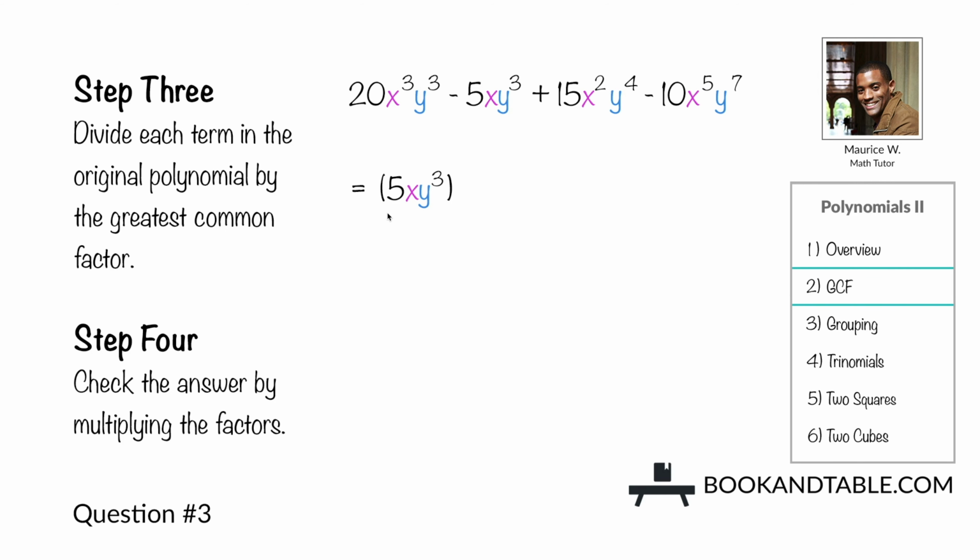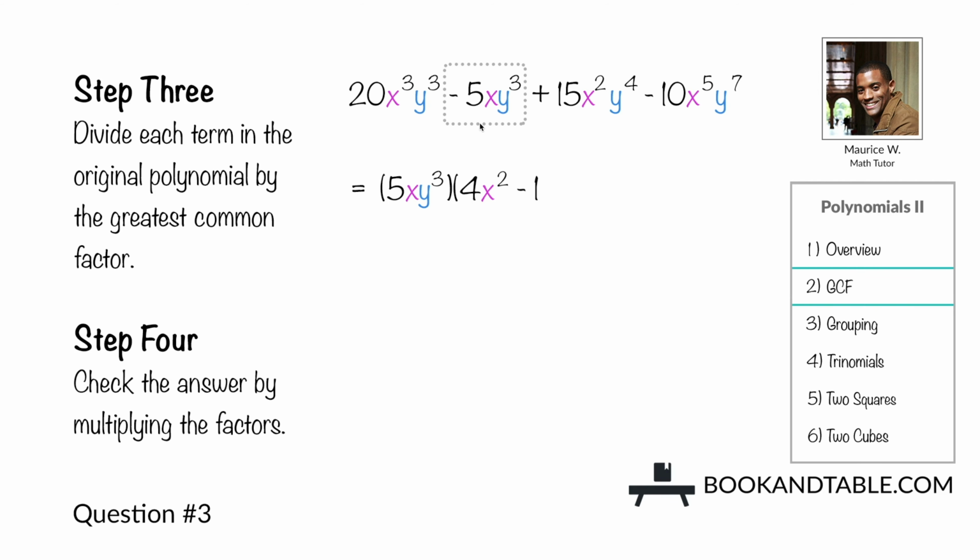And now, since we found the greatest common factor, we want to divide each term in the original polynomial by the greatest common factor. That will help us find the second factor for the polynomial. When we do so, we get 20 divided by 5, which is 4. X to the third divided by x is equal to x to the 3 minus 1, which is 2. Y to the third divided by y to the third equals 1, so that cancels out.